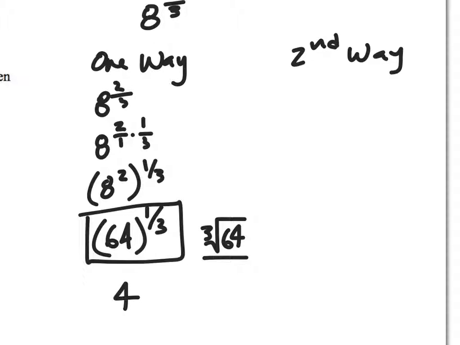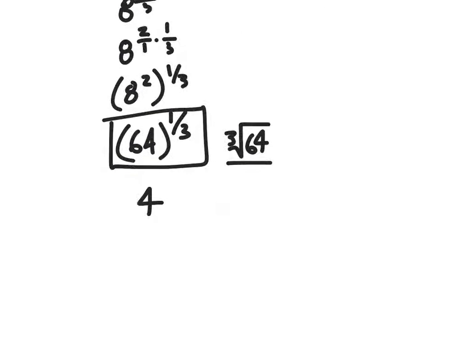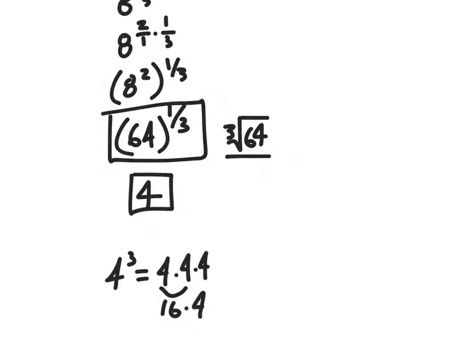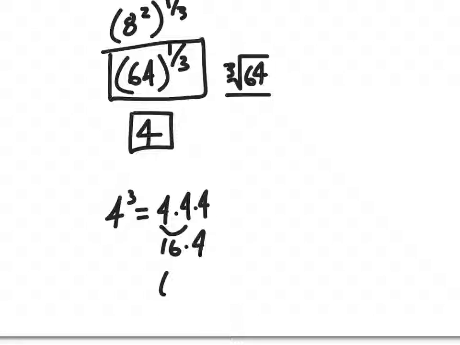Here's how I check that. If I'm trying to evaluate the cube root of 64, or 64 to the 1/3 power, I want to think, well, what's 4 cubed? That should give me 64. What's 4 times 4 times 4? Well, 4 times 4 is 16. Multiply that by 4 again, and yes, that gives you 64.